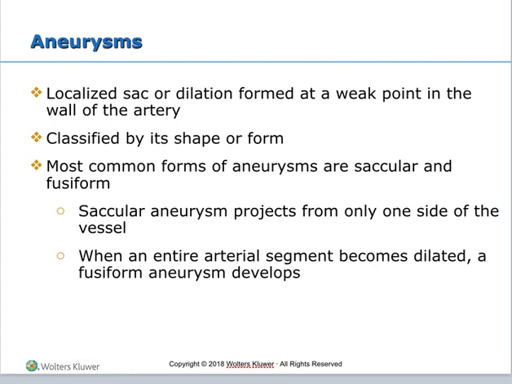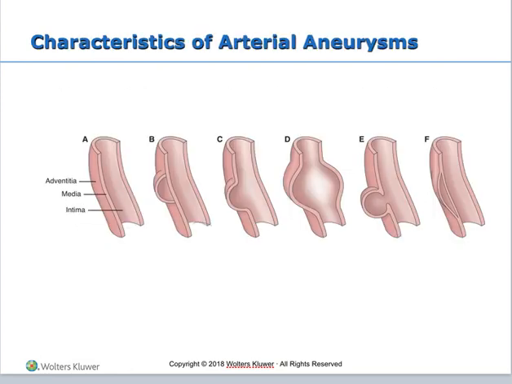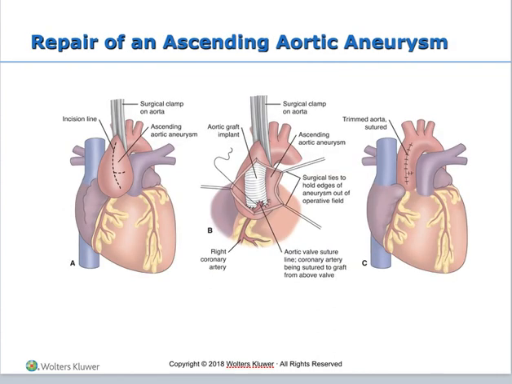Aneurysms are related to atherosclerosis, smooth muscle degeneration of the aorta, and trauma. There could be a congenital problem or an infection that develops. This next slide is just a picture of the different types of aneurysms. They can look very different, and there are different names for each of them, but all of them have the same risks. One that is especially dangerous is your AAA, ascending aortic aneurysm.